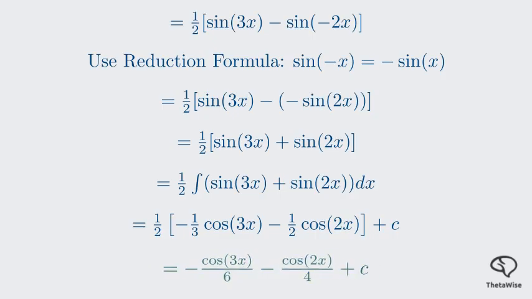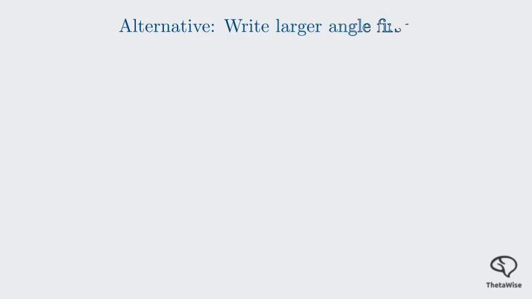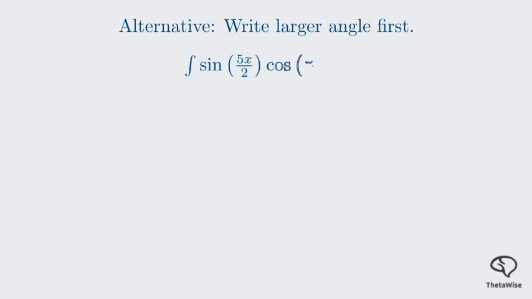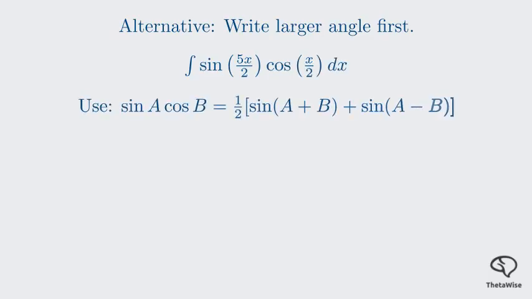Verified using memo. There is a smart way to avoid the negative angle and reduction formula altogether. If we write the original integral with the larger angle first, as sine 5/2 x cosine 1/2 x, we can use the identity for sine A cosine B. This leads to a positive angle, sine 2x. The calculation is exactly the same, and we get the same answer. It's a useful trick to remember.